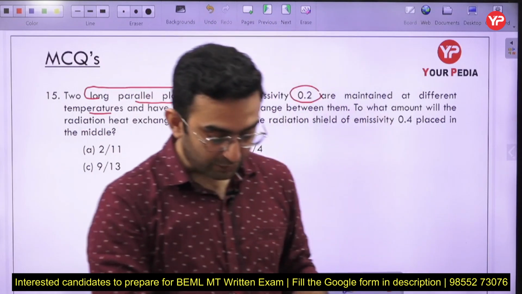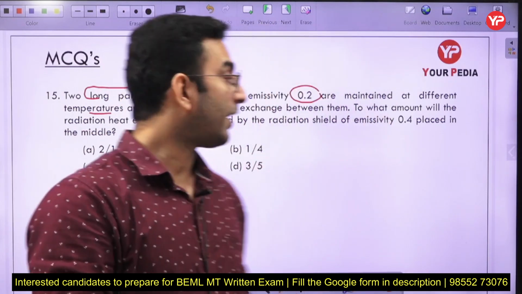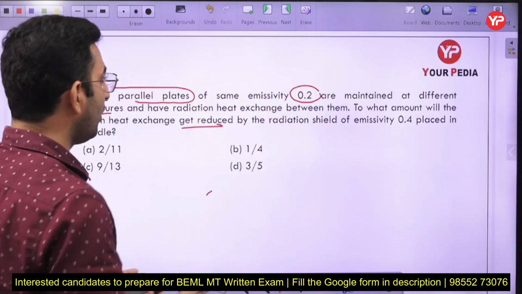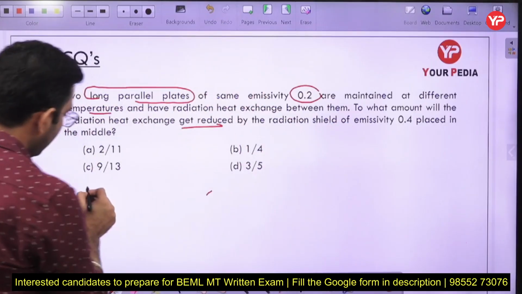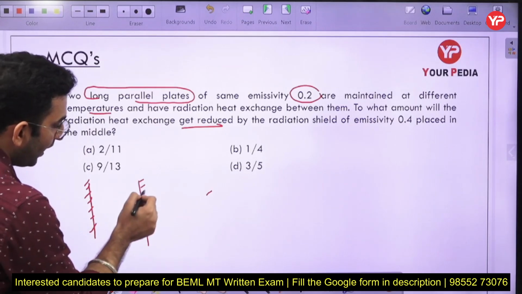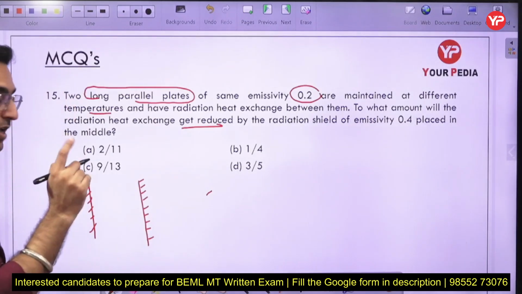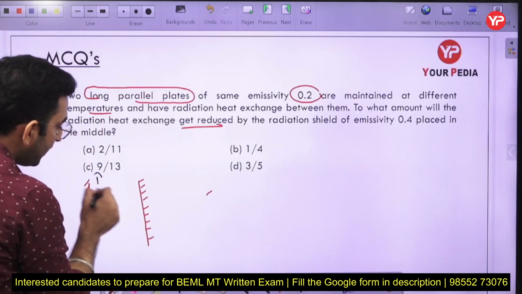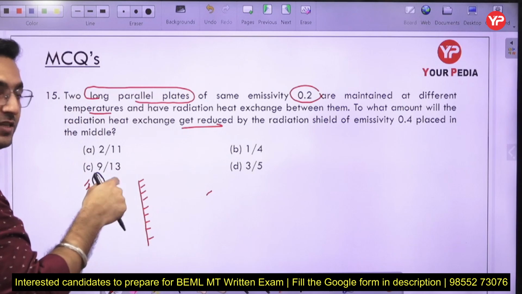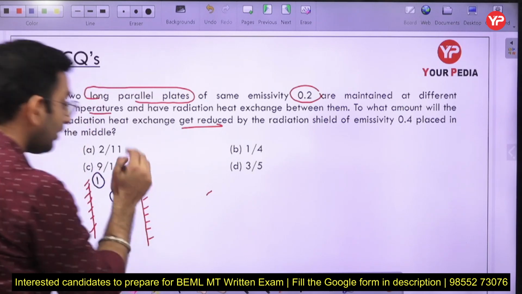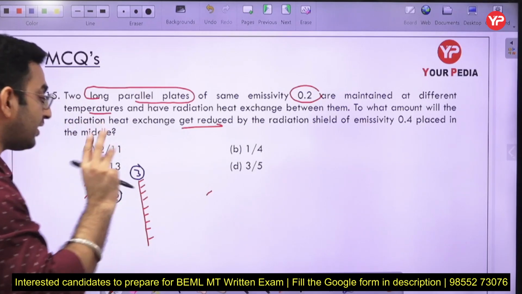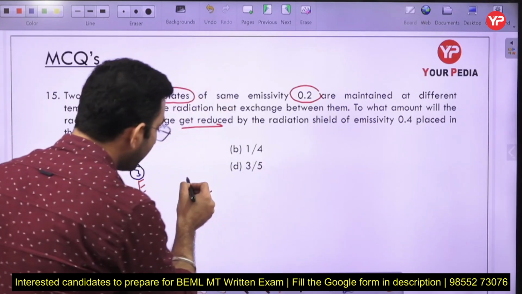Just try to calculate how many resistances are included whenever you insert one shield or two shields. For example, let us say we have only two plates, and if they are non-black in nature, how many resistances are going to be there? The first one is the surface resistance of plate number 1, the second one is the space resistance between the two plates, and the third one is the surface resistance of plate number 2. So there are a total of 3 resistances. Now you are inserting only one shield here.